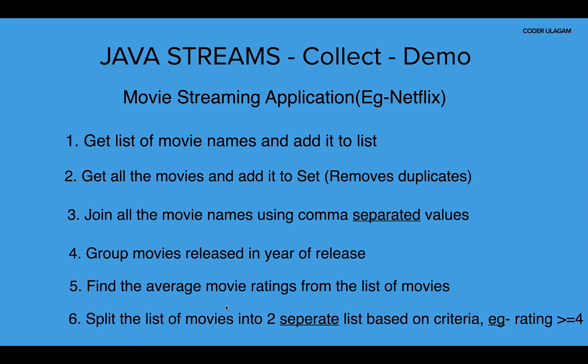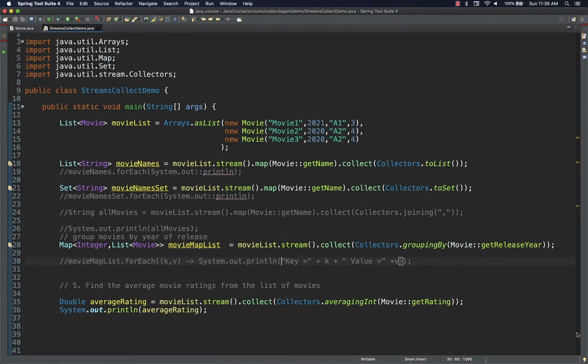So the last one we are going to use something called partition by. The requirement is to split the list of movies into two separate lists based on a criteria. So let's say we want to get the list of movies whose rating is more than 4 and less than 4. Okay, so how do we split the list? Here in this example we have three movies, and out of that, two movies have rating 4 and the one has 3.